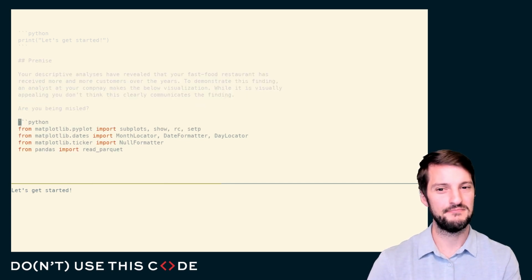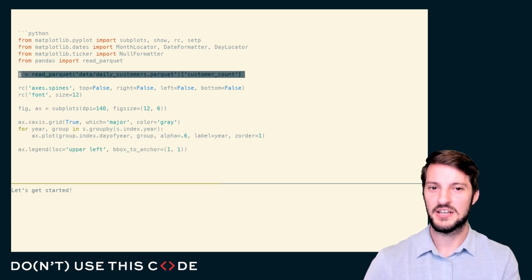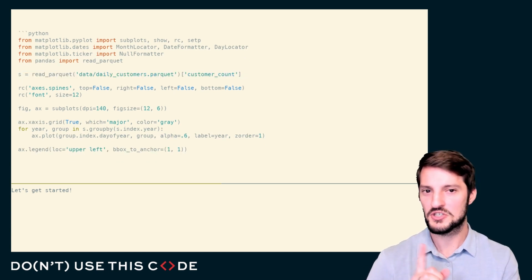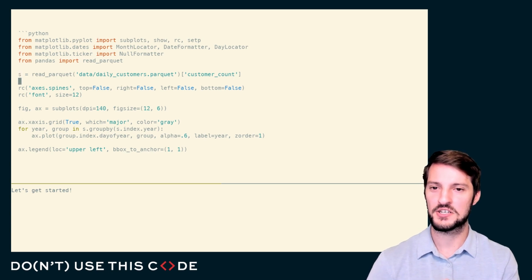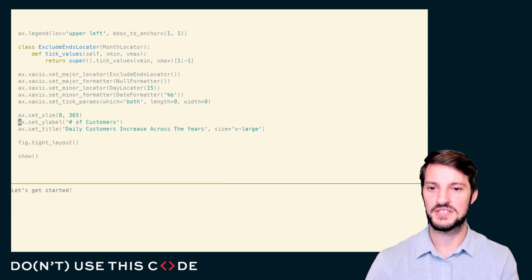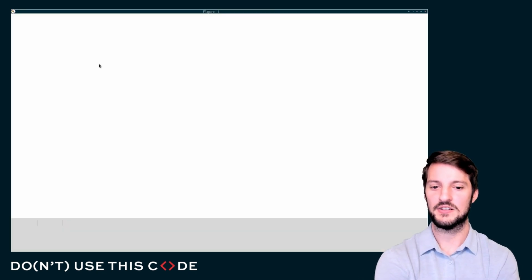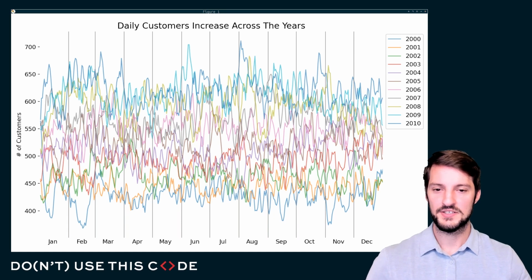Are you being misled? And so here you can see that we have data again in a Parquet file. We read that in. We're actually just focusing on one column of that data frame. And so we extract that series and we go ahead and create our visualization. Let's go ahead and take a look. And so here you can see that we have a lot of time series data.